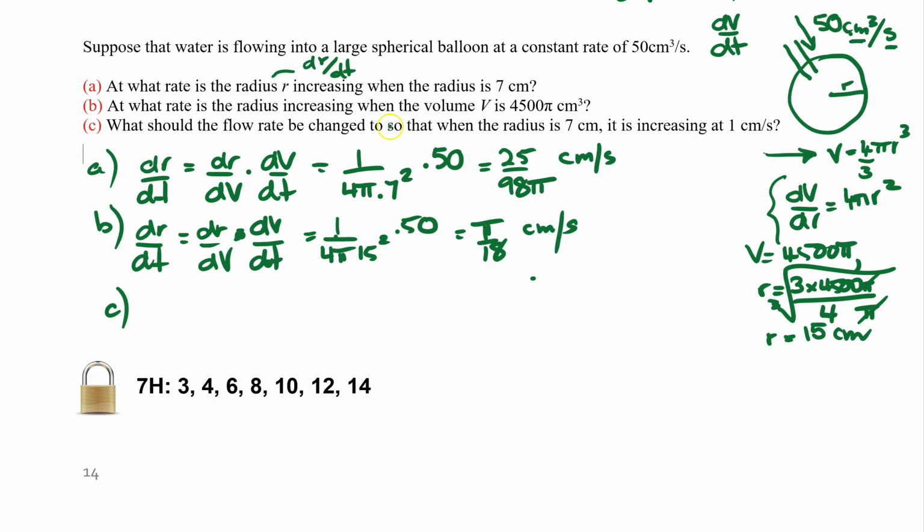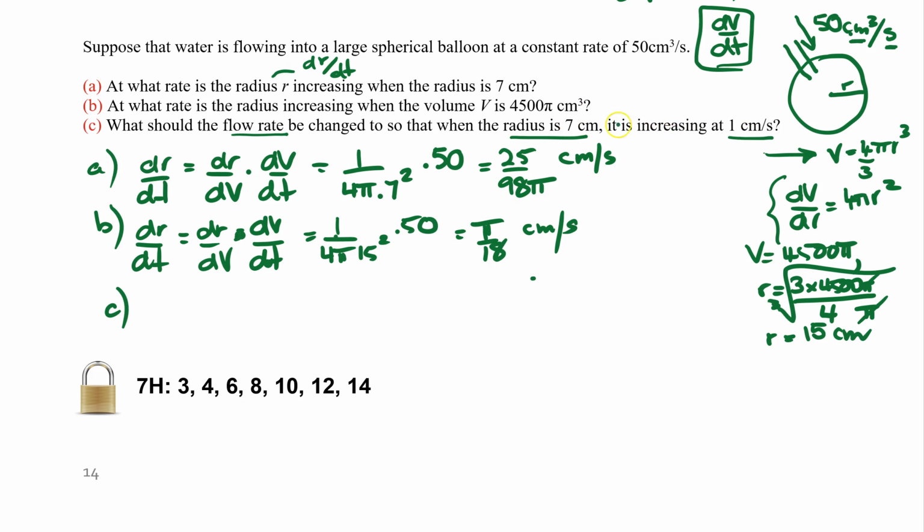And part C, what should the flow rate be changed to? I'm sure that should have said to what should the flow rate be changed, so that when the radius is 7, it is increasing at 1 centimetre per second. So again, we need to get our head around the language. So what is the flow rate? The flow rate is dV dt. What value of dV dt do we need so that when the radius is 7, it, presumably being the radius, is increasing at 1 centimetre per second?